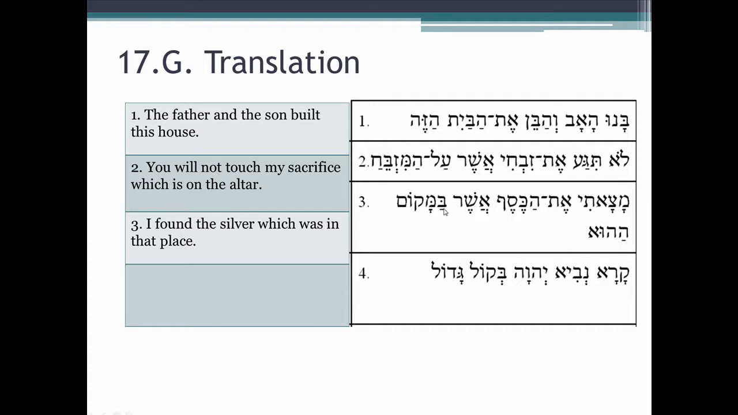Okay, we have agreement in gender, number, and definiteness. We have hahu, and then notice here, ba, there's the definite article. So in that place. I found the silver which was in that place.